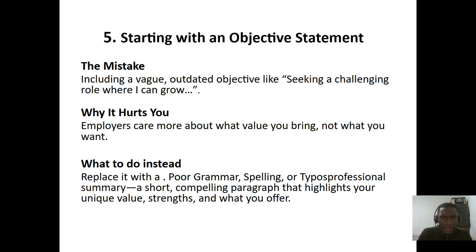They include a vague, outdated objective like seeking a challenging role where I can grow. And why does this actually hurt you? Employers care mostly about the value you bring, and not what you want. So when they are reading, most of the information is about themselves: I can do this, I can do this, what they want, what they desire, not actually the value they can bring to the organization or to the person that is recruiting them, right?